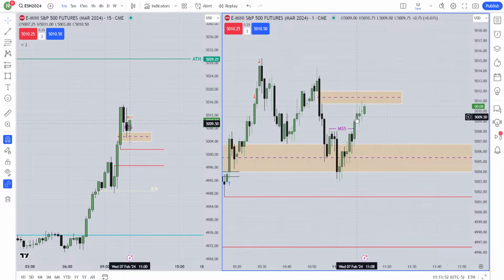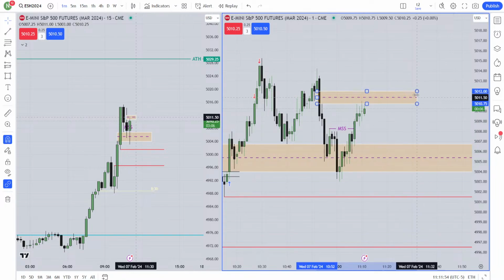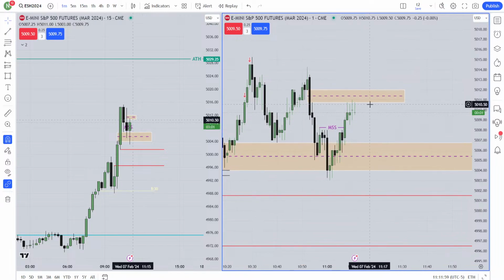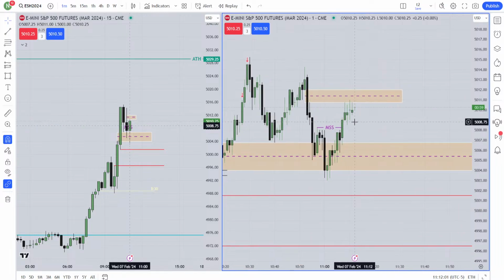Here, no order block. And the last fair value gap from the 1 minute chart is holding the price. I'm not sure this setup is going to work. Okay, this is how I determine whether it is going to work or not.